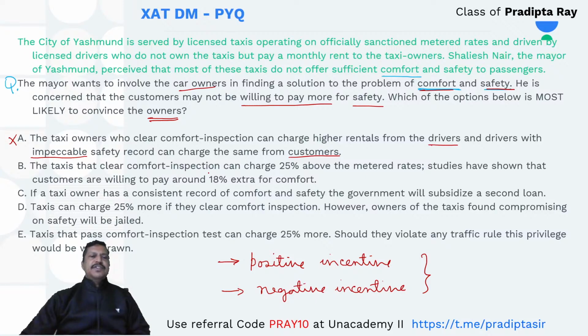The taxis that clear comfort inspection can charge 25% above the metered rates. Studies have shown that customers are willing to pay around 18% extra for comfort. So you put a 25% extra rate. See, you put that, but what is the reasoning? There will be some type of reason in the whole process. There is no reasoning. Directly you are telling them to increase by 25%. Right? If you are increasing by 20%, that's okay, but it hardly matters. Studies have shown this, but it does not give any impact, because whatever studies are done are done with some sample. Right? It may not be universal.